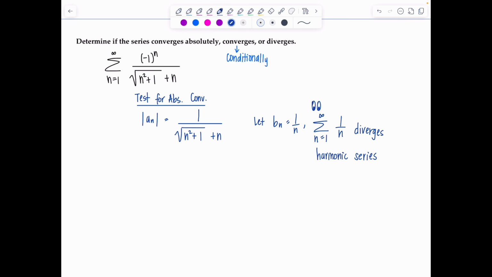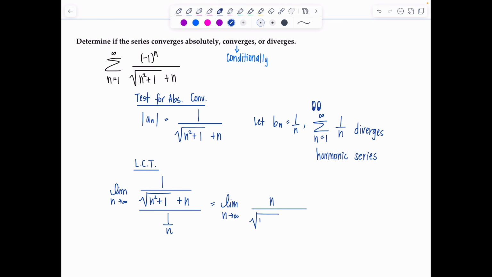Okay, so here we go. It's time for limit comparison test. Let's tell the people that's what's happening. I'm going to take the limit as n goes to infinity of 1 over the square root of n squared plus 1 plus n over 1 over n, which is going to be the limit, n goes to infinity. 1 over n is going to flip up to the numerator, so I'll have n over square root n squared plus 1 plus n. Okay, now what do we do?